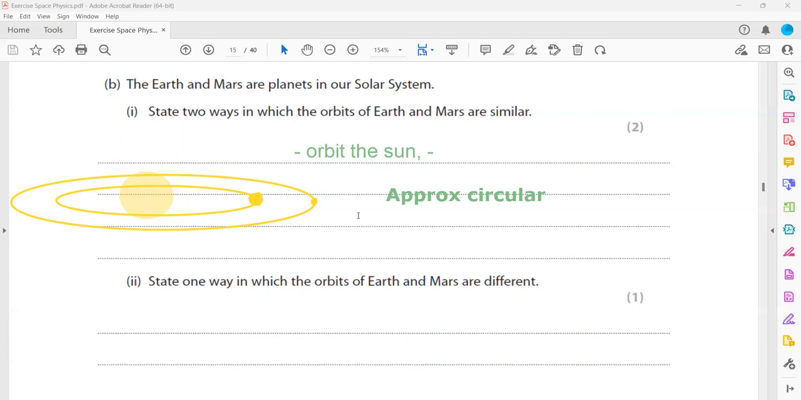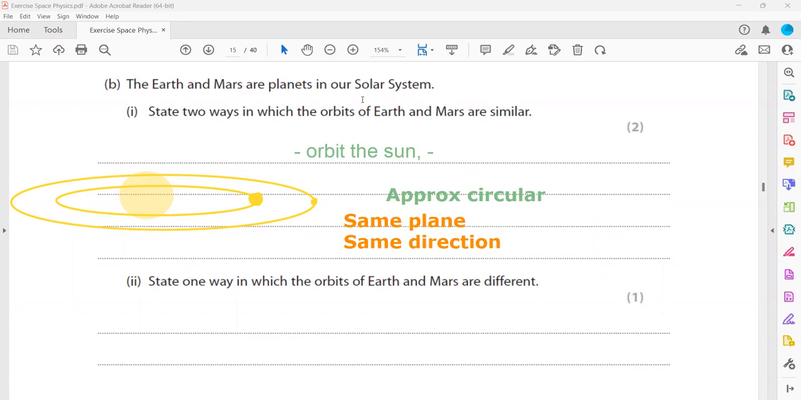So orbit the sun, that is one thing. Approximately circular: for planets don't mention elliptical, mention circular. And if it was about the comet, mention elliptical, don't mention circular. Another thing, they're in the same plane and they're moving in the same direction. But you have to write only two. So you can write any two. The first two are correct, but remember more points.